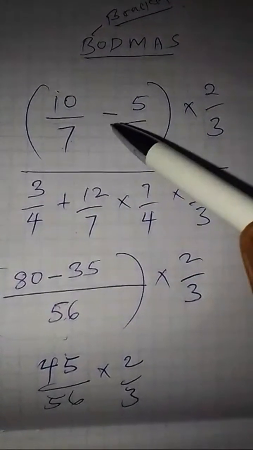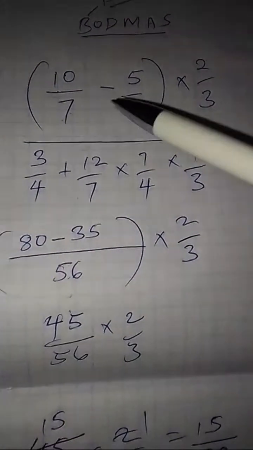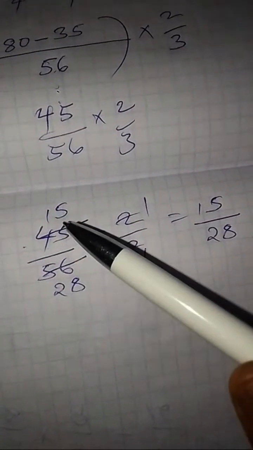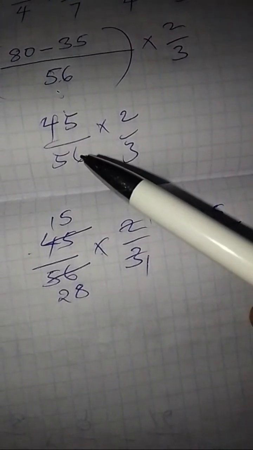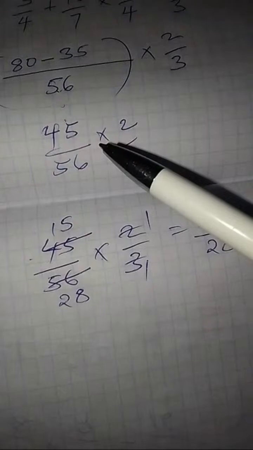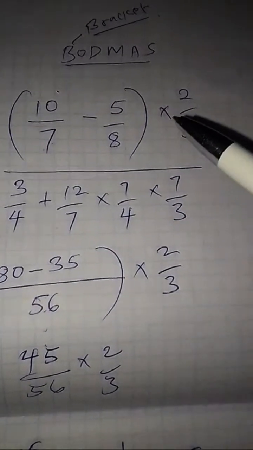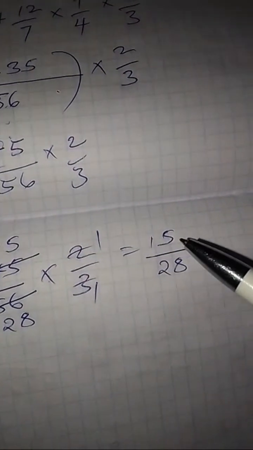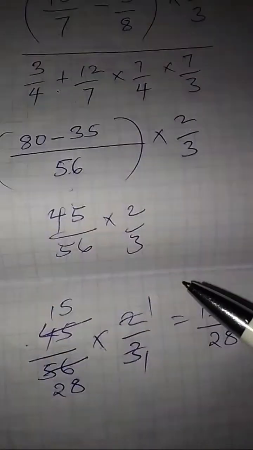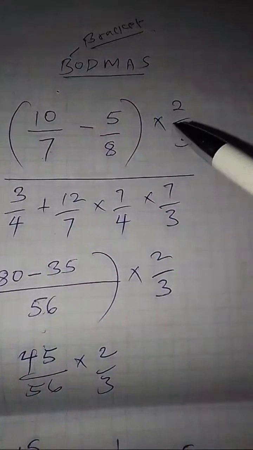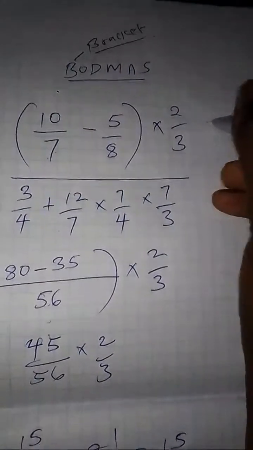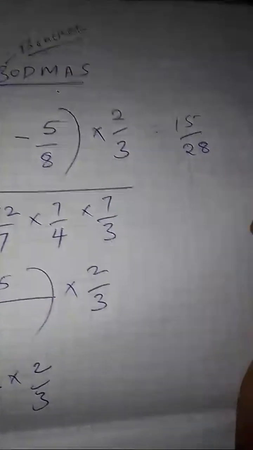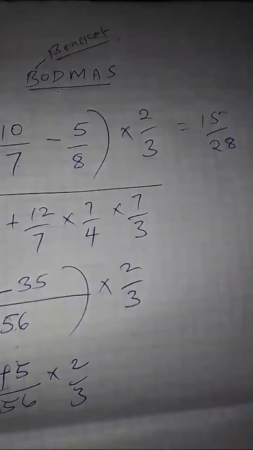10 over 7 minus 5 over 8. So this number inside the bracket, we've got it as 45 over 56. Then we've multiplied by 2 over 3, and we've got the answer as 15 over 28. So the numerator is 15 out of 28.